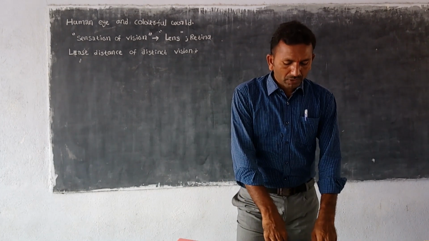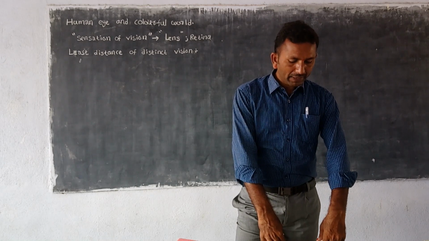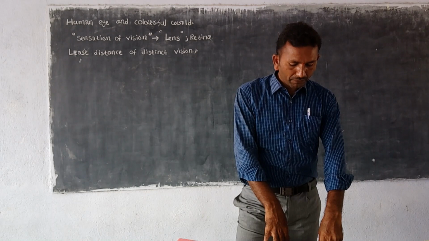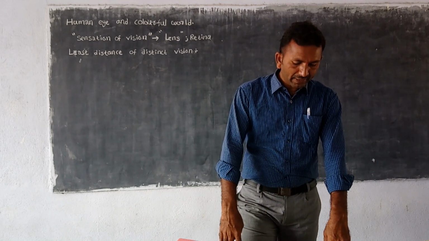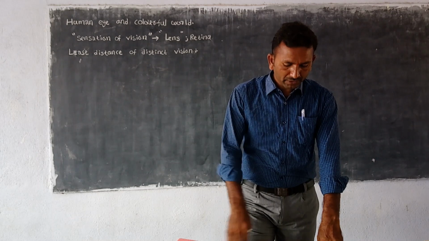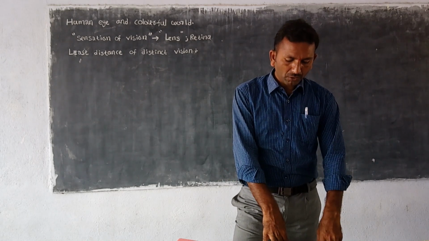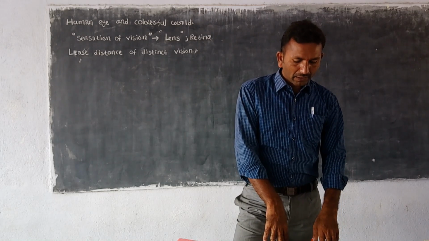Now, slowly move the book backwards to a position where you can see clear printed letters without straining your eye. Ask your friend to measure the distance between your eye and the textbook at this position. Note down its value. Repeat the activity with other friends and note down the distances for distinct vision in each case.